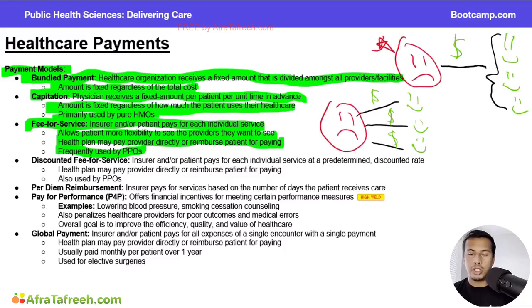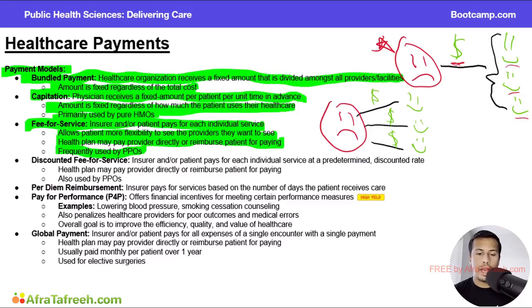So you, the patient, are paying a fixed amount, as you can see right here, that is going to go to all of the providers and all of the facilities. That fixed amount is going to go to the hospital. It's going to go to the surgeon. It's going to go to the anesthesiologist. That is a fixed amount that is paid, and it's divided amongst all of those providers and facilities. That is a bundled payment.